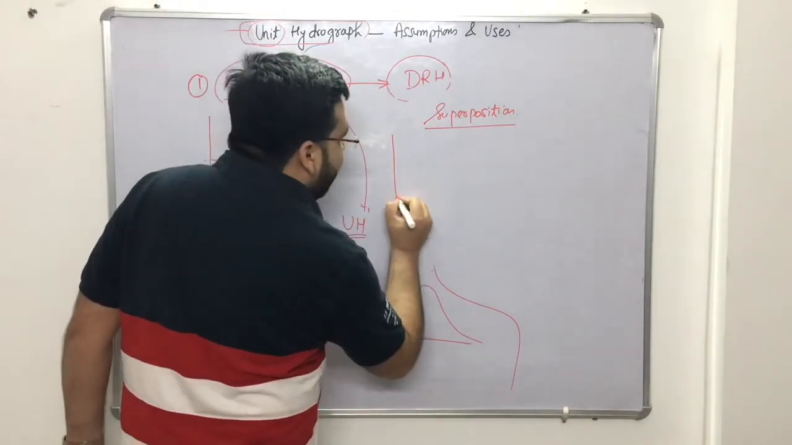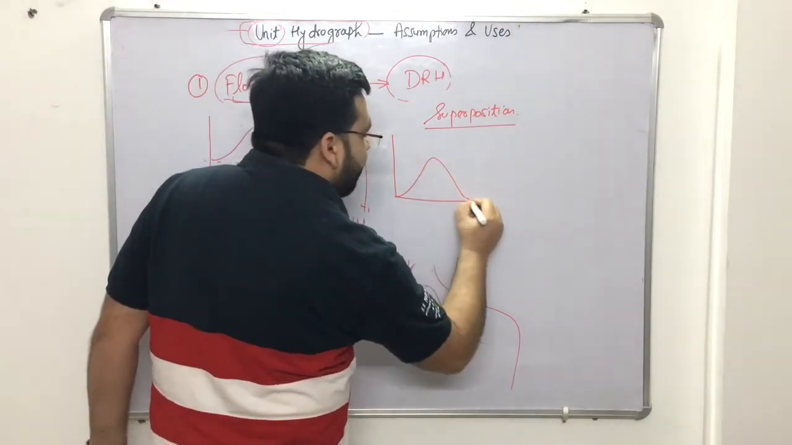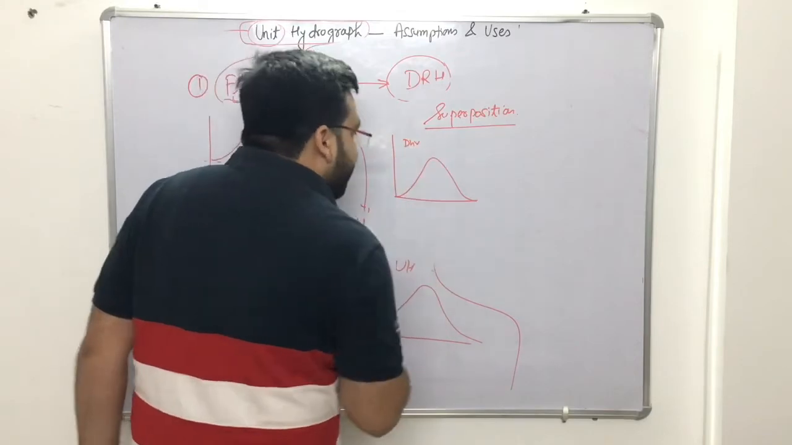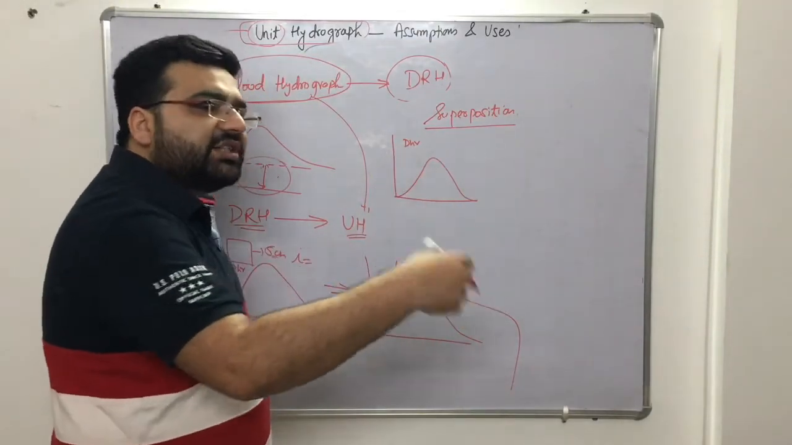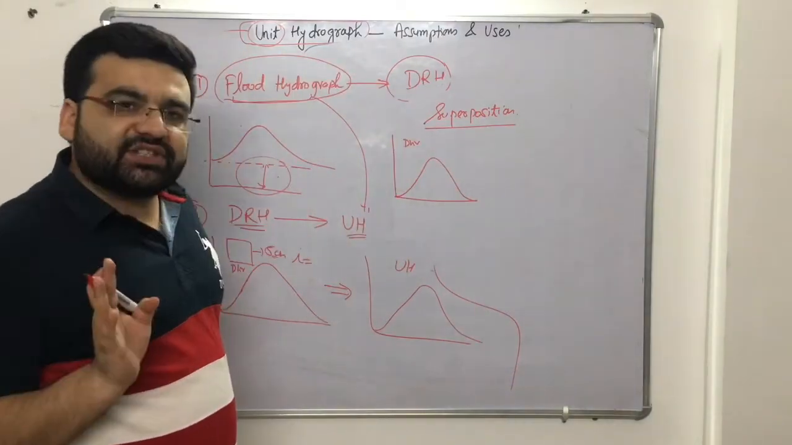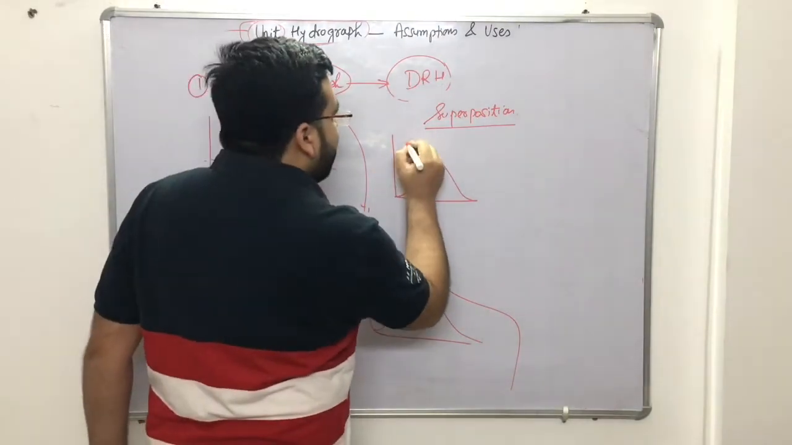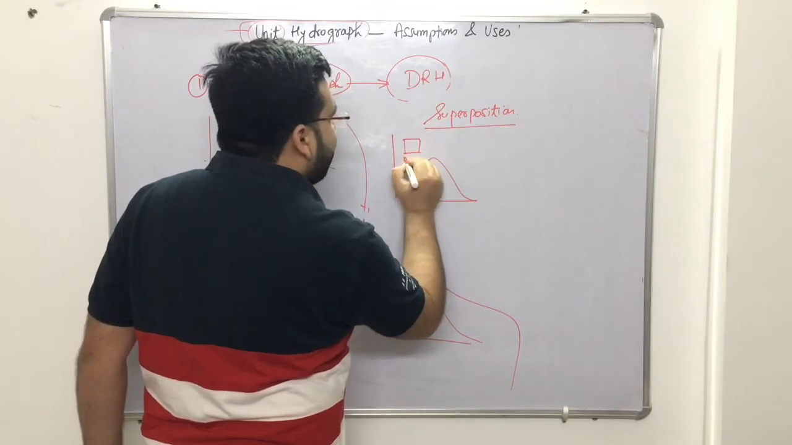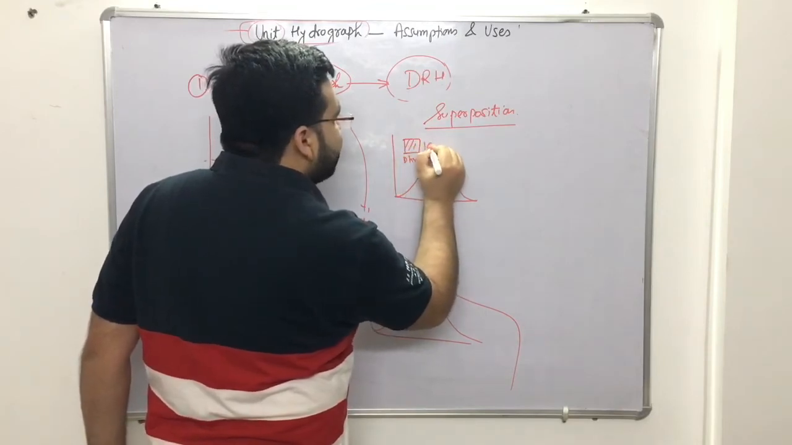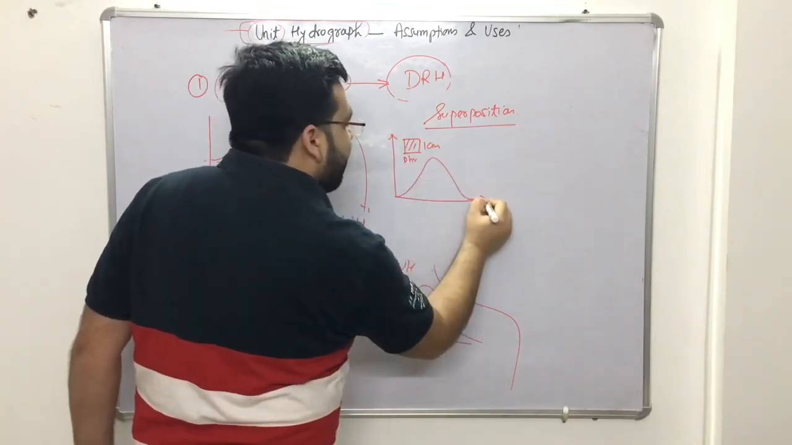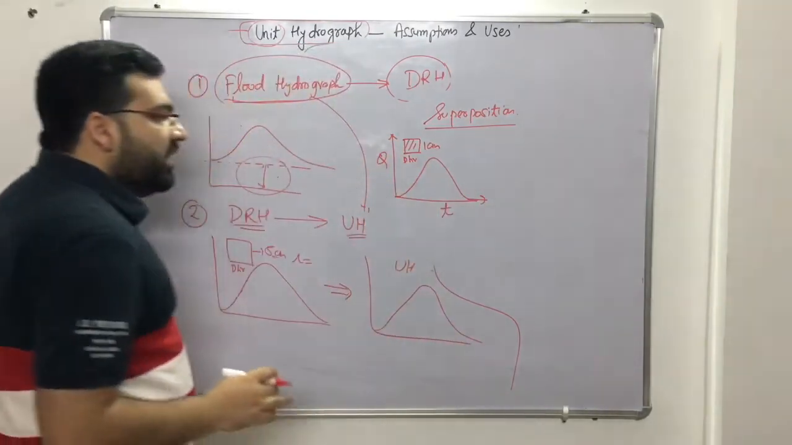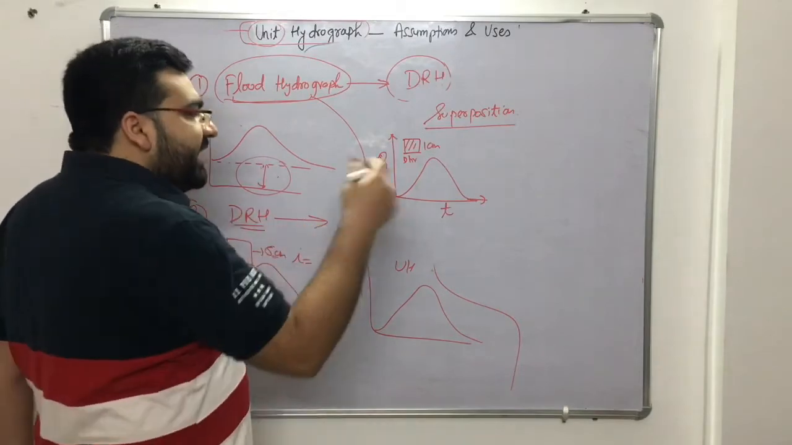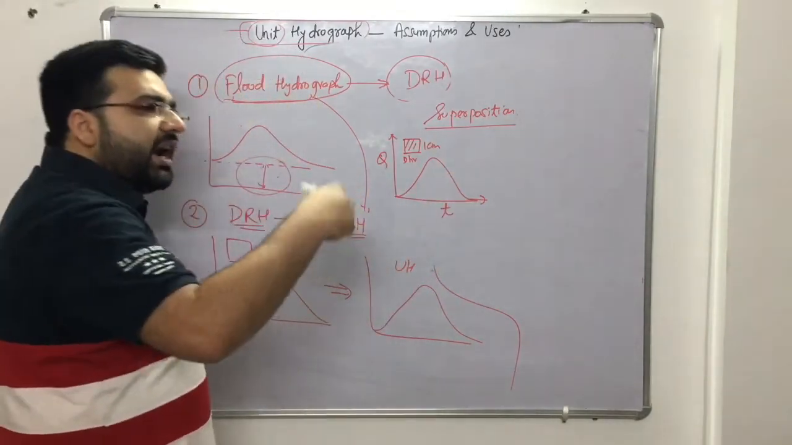Now what is superposition? Let us say that you have been given a unit hydrograph of D duration. Clear? And in the question it is said that after 2 hours or 3 hours and 4 hours, a similar hydrograph is there, right? Let us say this was the unit hydrograph of D hour duration and 1 centimeter, and similar hydrograph, this is your discharge versus time. Clear? And a similar hydrograph actually happens, let us say, after 4 hours or 5 hours.